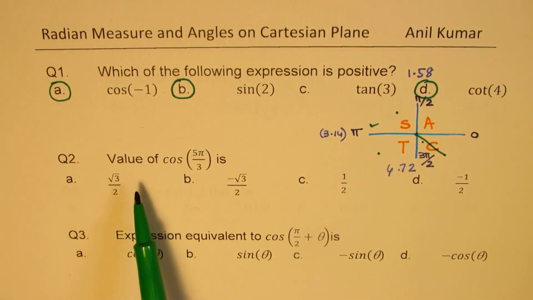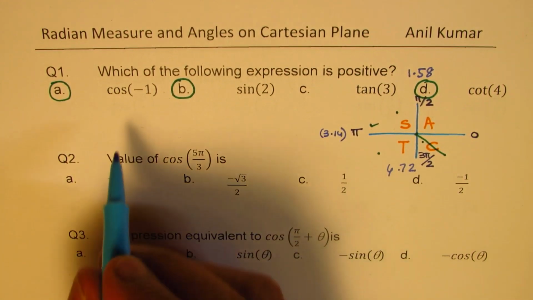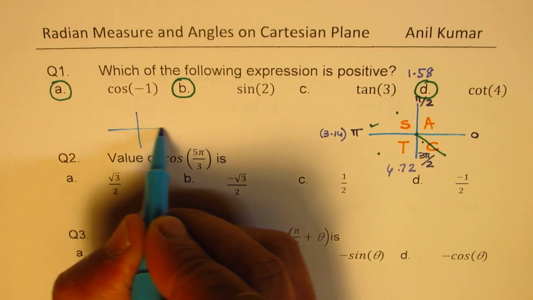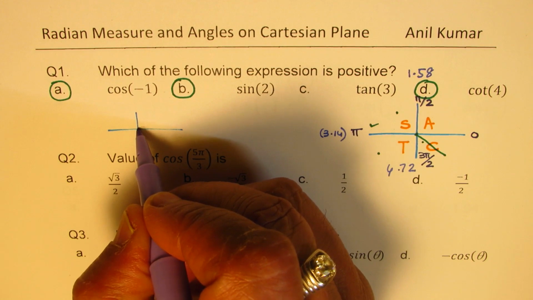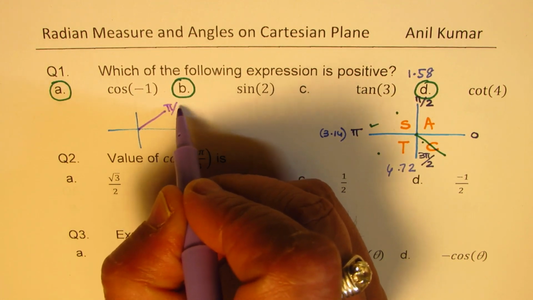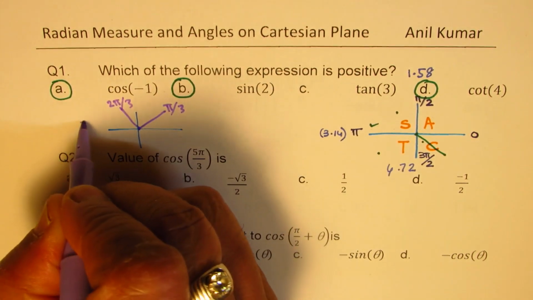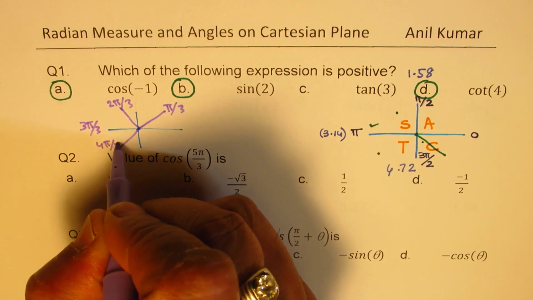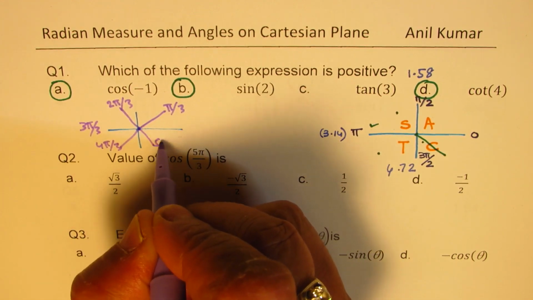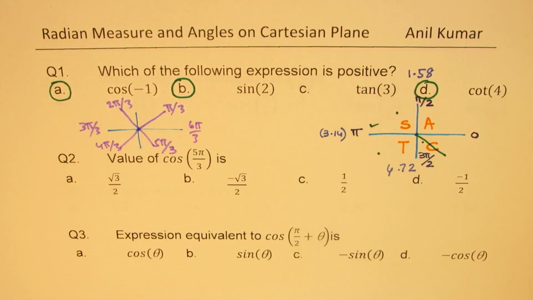Question number 2. Value of cos 5 pi by 3 is what? Now when we say 5 pi by 3, what do we mean? Let's say this is pi by 3. That is 2 pi by 3, correct? This is 3 pi by 3. 4 pi by 3, right? And here we get 5 pi by 3. This is 6 pi by 3 or 2 pi.